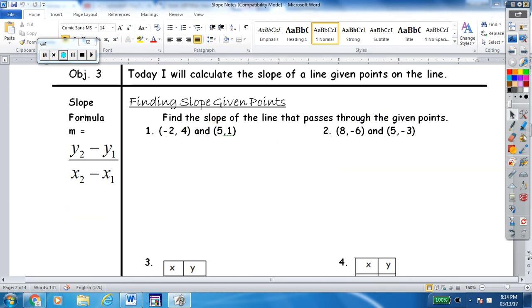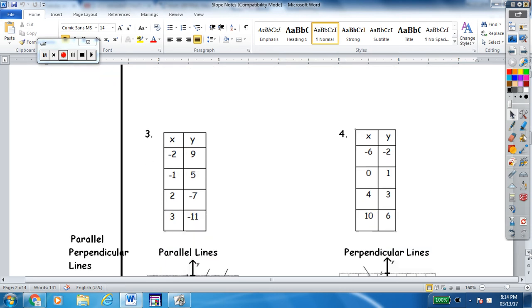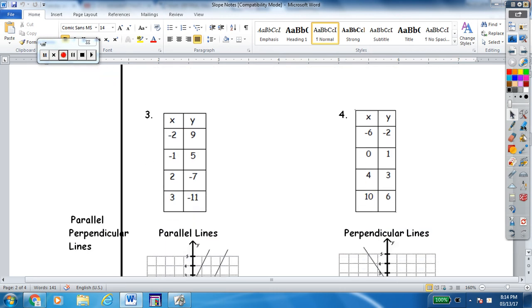Alright, well there's one more thing I want to teach you from this video, and that is, what if instead of giving 2 points, you are given a table of values? These are very similar to the ones we created in the previous unit. The only difference is that with the previous example, you were given exactly 2 points. With this example, you are being given 4 points.